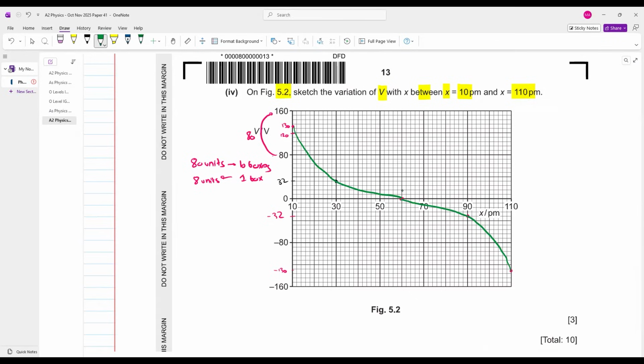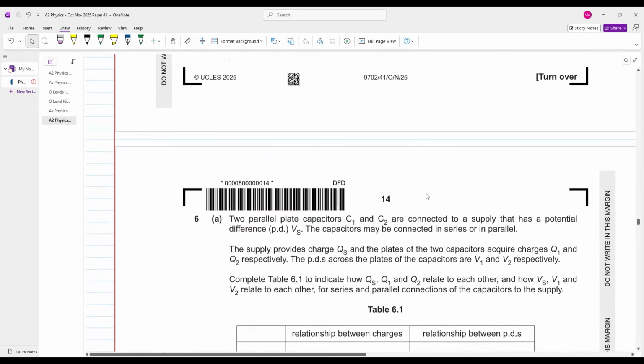At 10 picometer, electric potential is 130. If I flip the distances, at 110 picometer, your electric potential is negative 130. At 30, your electric potential was positive 32. If I flip the distances, at 90 picometer, your electric potential is negative 32. In the middle at 60, your electric potential is 0. Simple. आगे बढ़ते हैं बेटा.